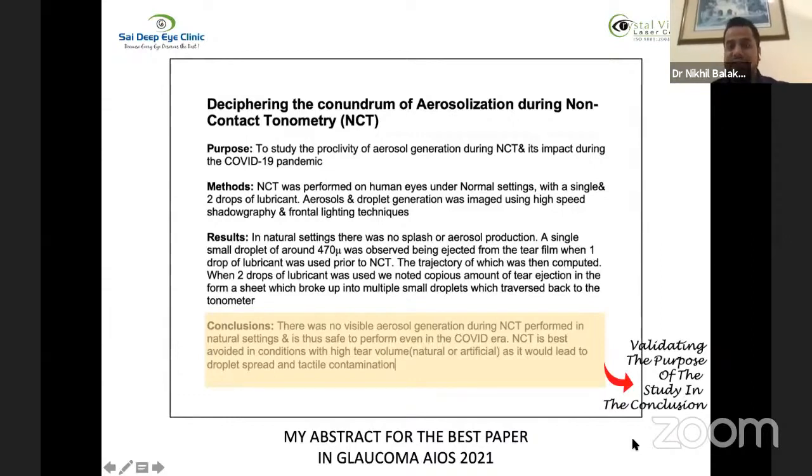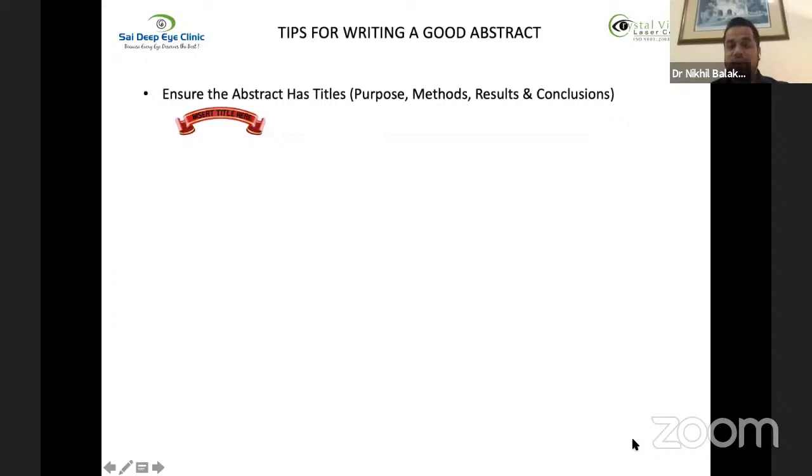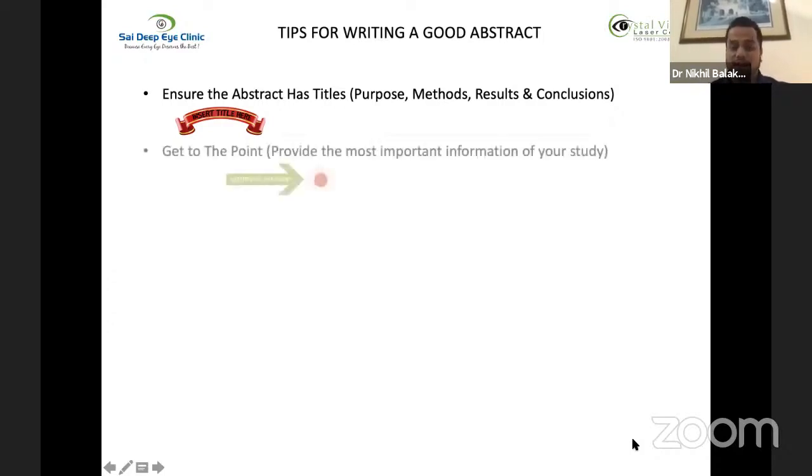So if your study has asked a particular question, a question that you have put across, that what the whole study is about, the answer to it should be there in your conclusion. Only that concludes a good abstract. As already discussed, the abstract always should have titles. That means it should very clearly mention the purpose, the methods, the results, and the conclusions. It's very important to get straight to the point and provide the most important information of your study in the abstract.